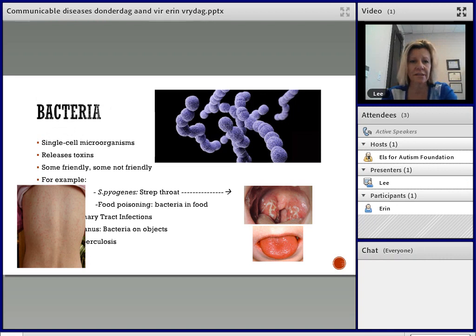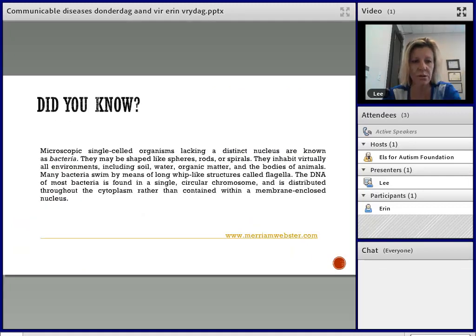Bacteria, we know, is a single-cell microorganism. It releases toxins, and some are friendly and some are not so friendly. You can see strep throat, so Streptococcus pyogenes. You see it gets white tonsils. You can have strawberry tongue, like we see here with this tongue sticking out. You can have the rash, urinary tract infections, food poisoning. And so the food poisoning is because of the bacteria in the food. Tetanus, it's the bacteria on objects, and tuberculosis. Those are all bacteria that can cause you to become sick.